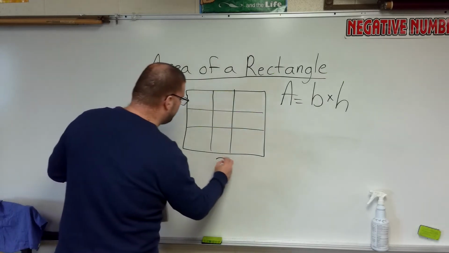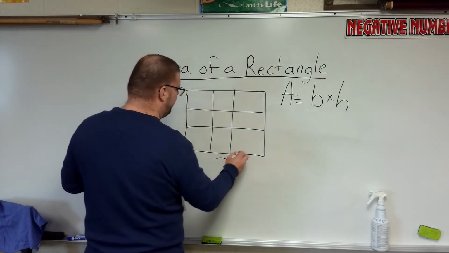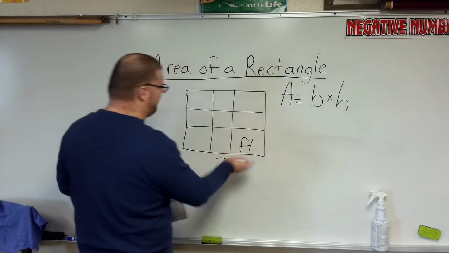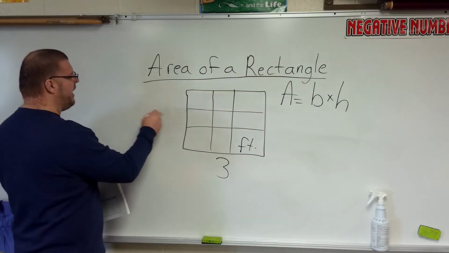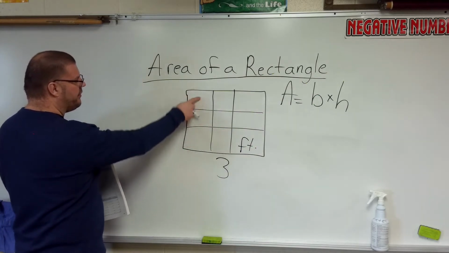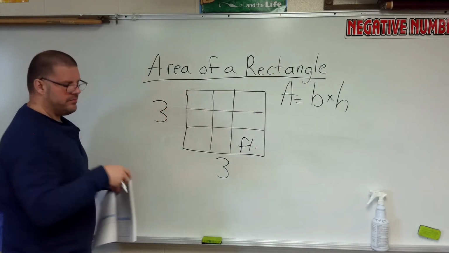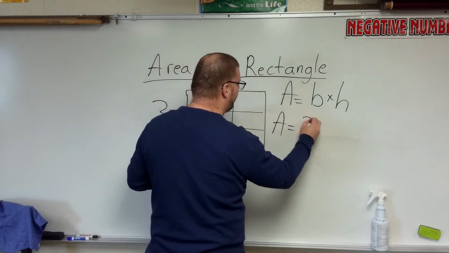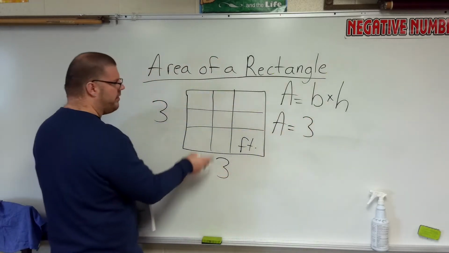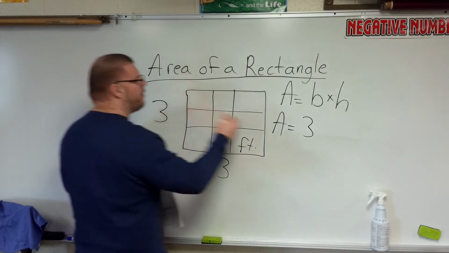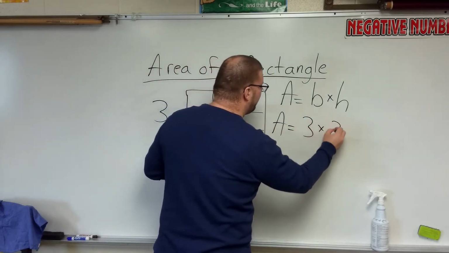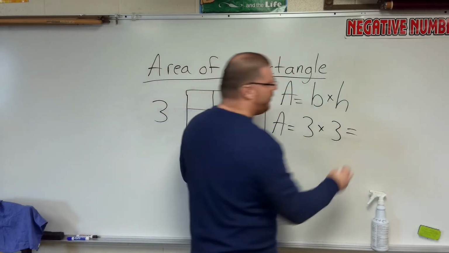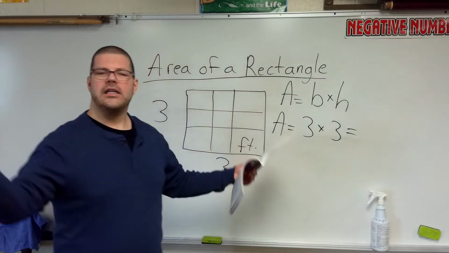3. And this time we'll say that these are feet, just to make it so we have something to say. Okay, feet. And how many go up? 1, 2, 3. 3. So if I do my multiplication, area equals 3 is the base. 3 blocks is the base. 3 is the height. 1, 2, 3. And what's 3 times 3? Everyone should be saying 9.